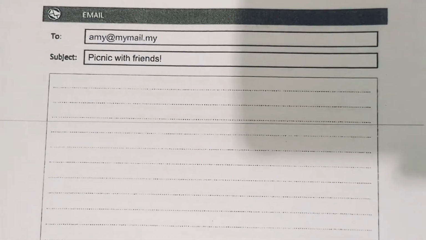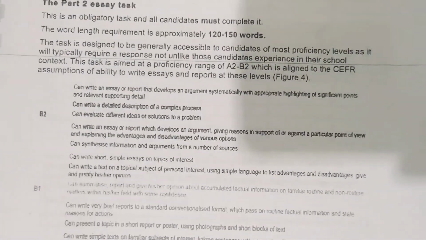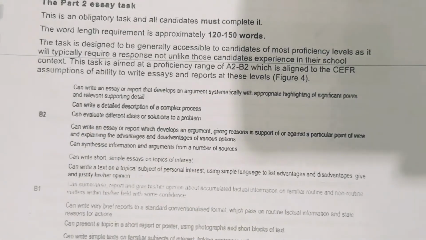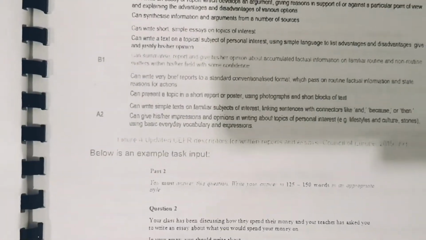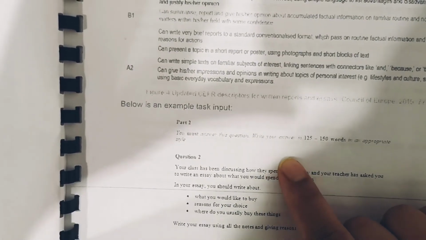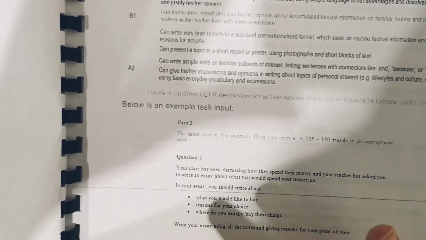Alright, moving on to our part 2, which is the essay task. Okay, we're gonna look at the question straight away. The question is, sorry, it's a bit blurred. Okay, you must answer this question. Write your answer in 125 to 150 words in any appropriate style.